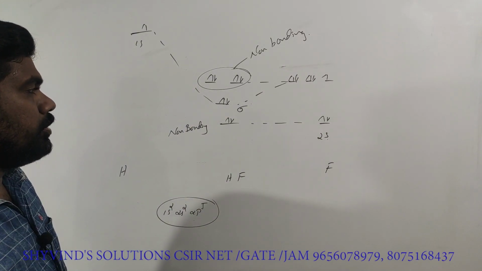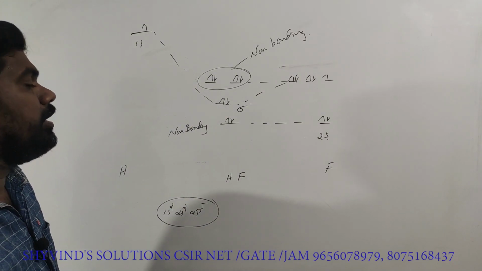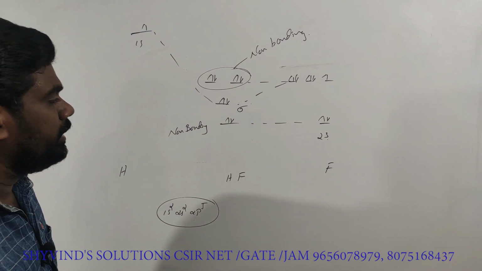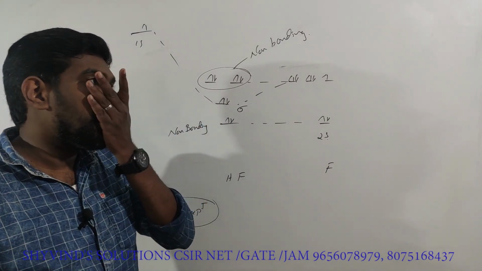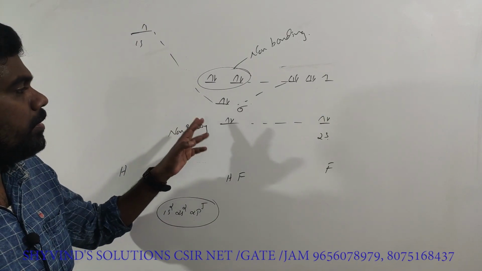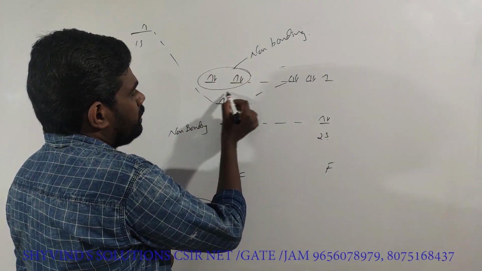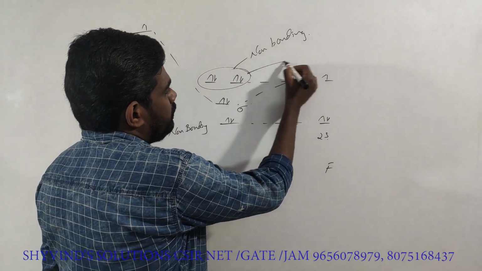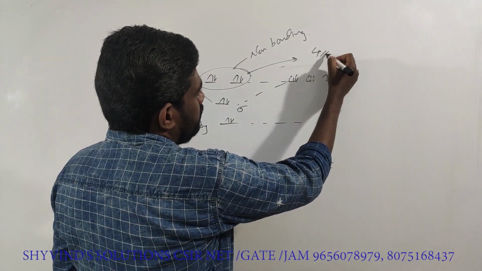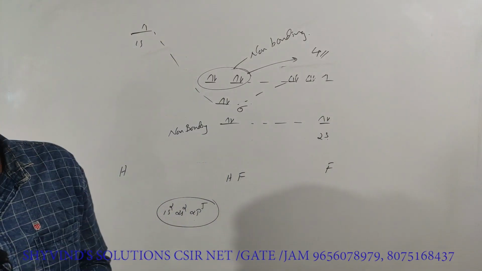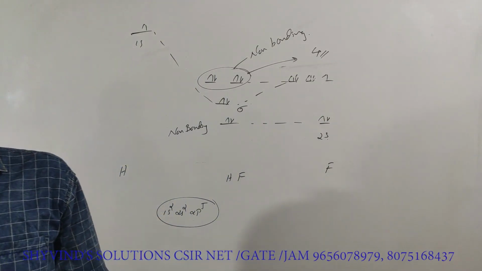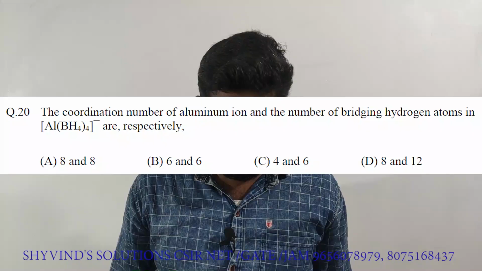In the question paper, it is asked about the number of non-bonding electrons in HF. Actually, this is also non-bonding, but in the questions they only consider this one. So the answer is given as 4. This is the number of electrons present in the non-bonding orbitals. So the answer is option B.